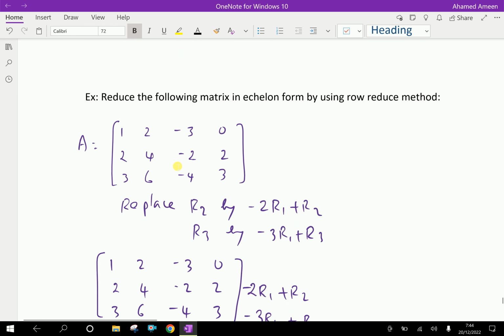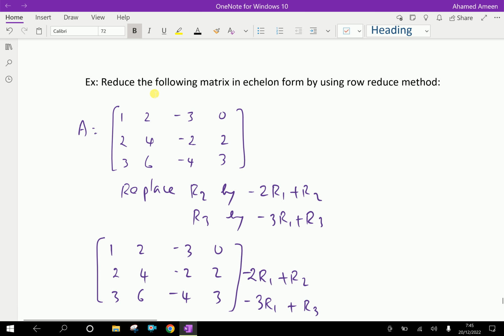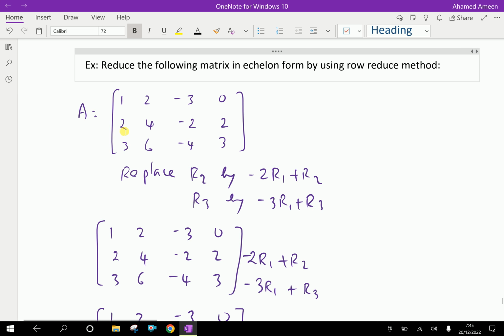Now let us do an example to understand this concept. Reduce the following matrix in row echelon form by using the row reduced method. Here, look at this matrix. This matrix is an augmented matrix with 3 rows and 4 columns. Here, by replacing some rows, we get the required zeros below the diagonals.